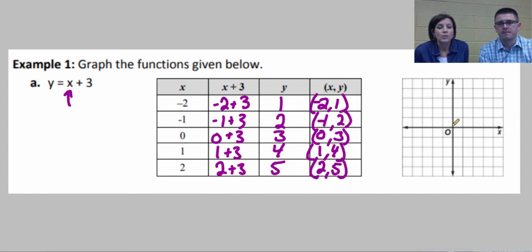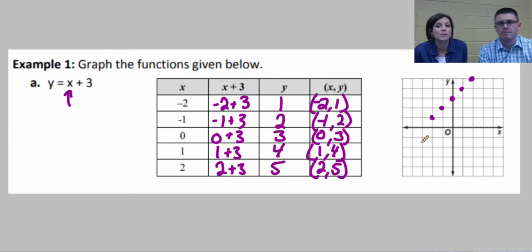So -2, 1 is left 2, up 1. -1 is left 1, up 2. 0, 3, coming across the y-axis right there. Nice job. 1, 4 is right 1, up 4. And then right 2, up 5.